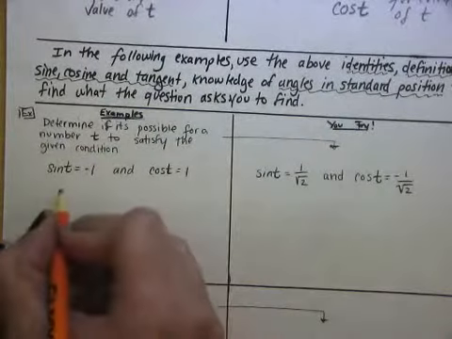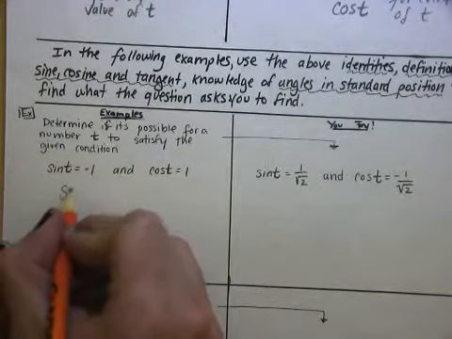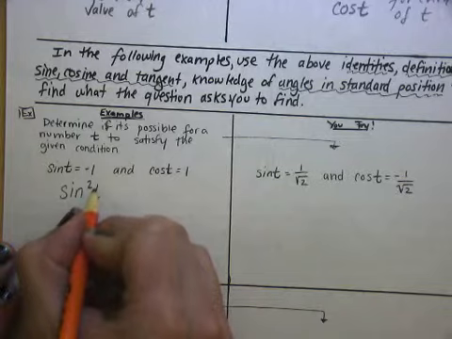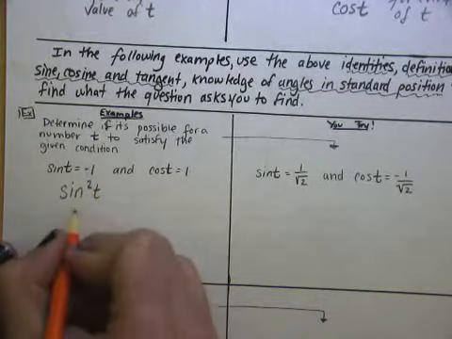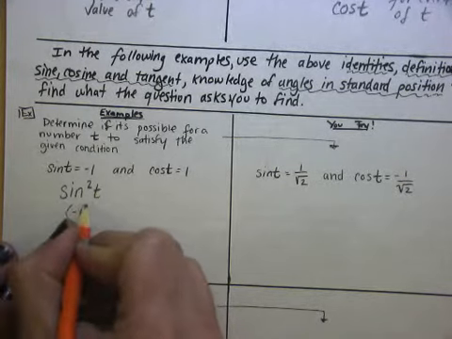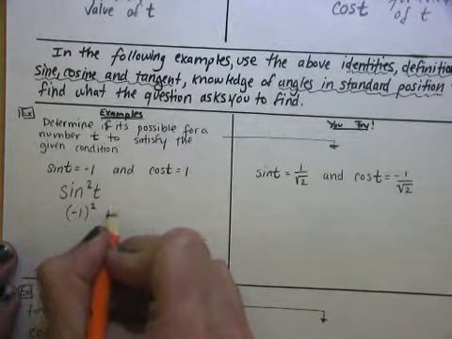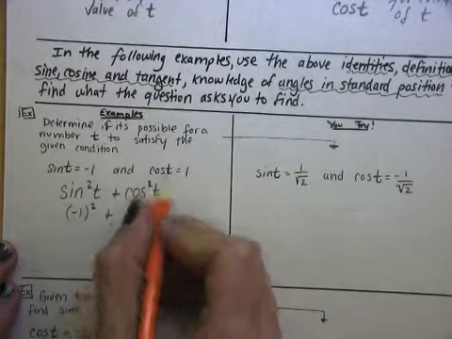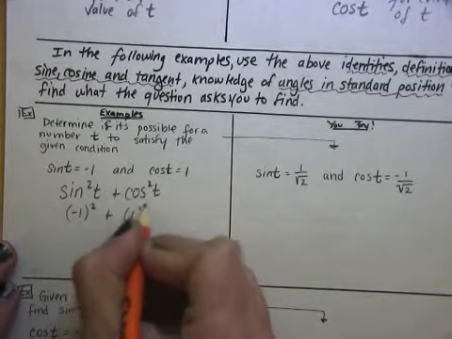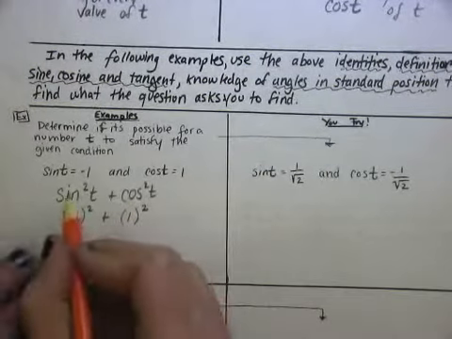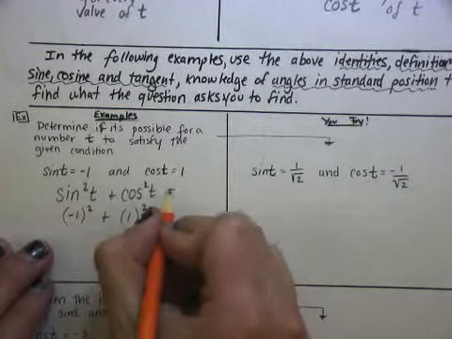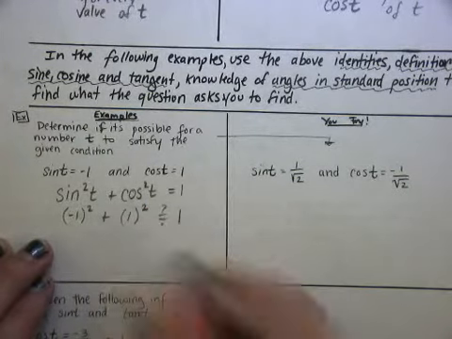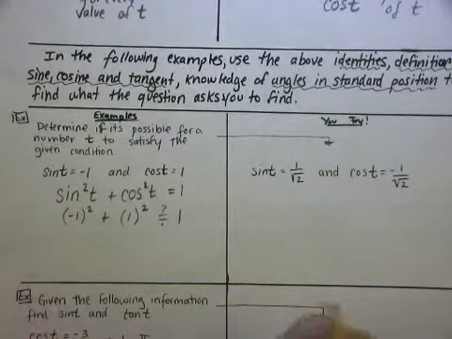So to test this, we're going to see if, when we take sine and square it, sine of t is, they're saying, -1. When we square that and add it to cosine squared t, where cosine of t is 1 and we square it, we always know that sine squared plus cosine squared equals 1. So basically, do these two still equal 1? In this case, we can clearly see they don't.